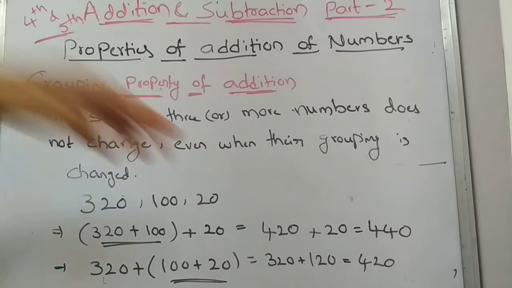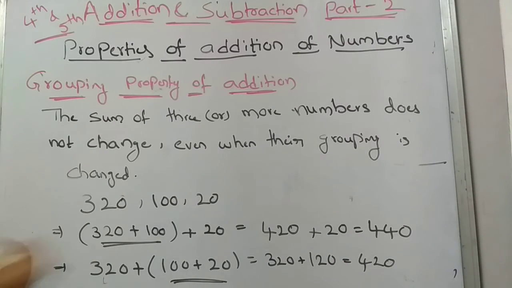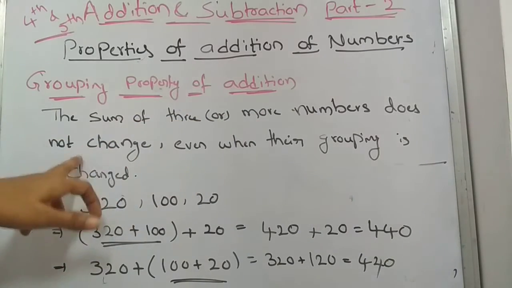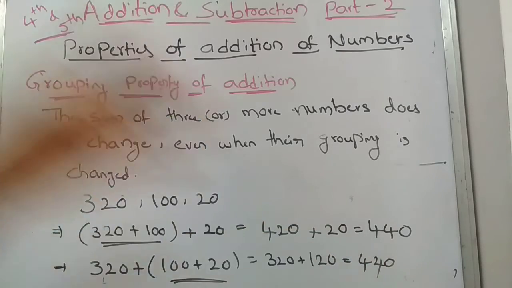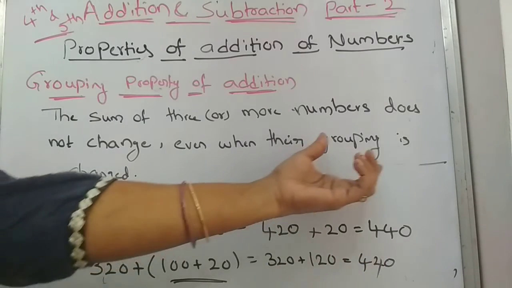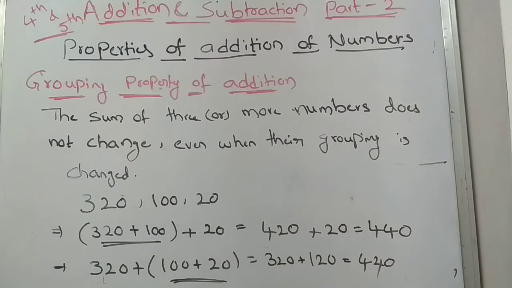The sum of three or more numbers does not change. The sum is not changed here. See, the sum should not change, even though the grouping is changed. Now clear, right? Numbers are not changing, but grouping is changing.